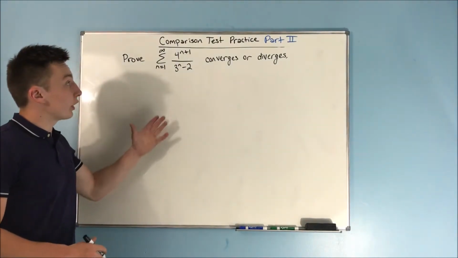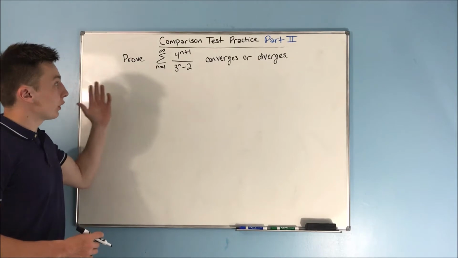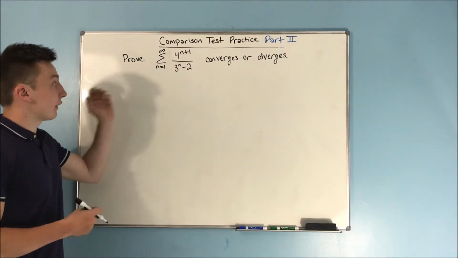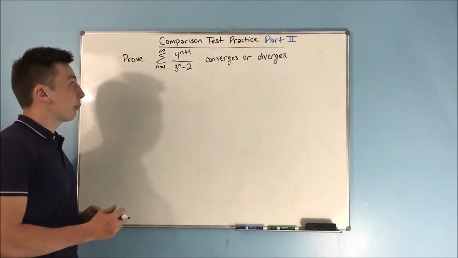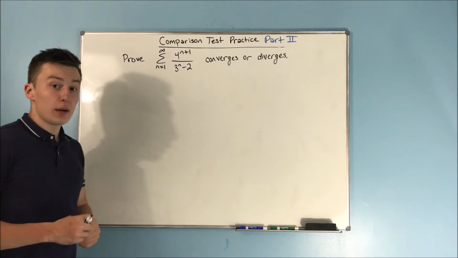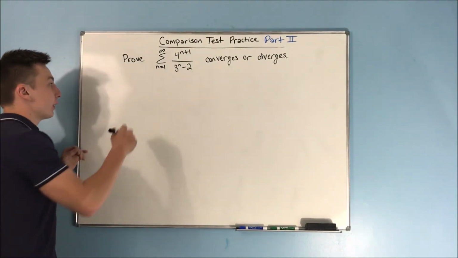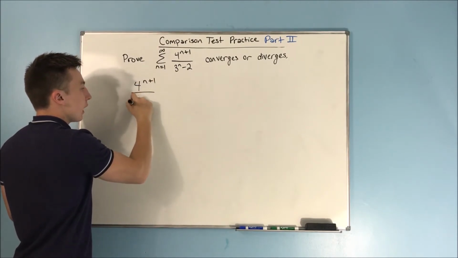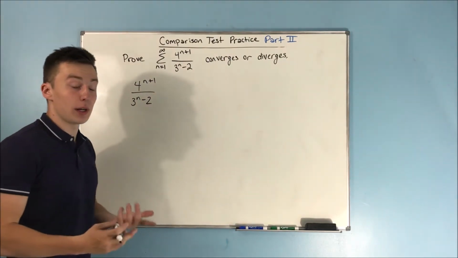Alright, so this video is going to be part 2 of comparison test practice. We want to prove whether this series converges or diverges, and that series is the sum from n equals 1 to infinity of 4 to the n plus 1 over 3 to the n minus 2. You can obviously see that this resembles a geometric series, and what is keeping it from that? Well, this pesky minus 2 right here.